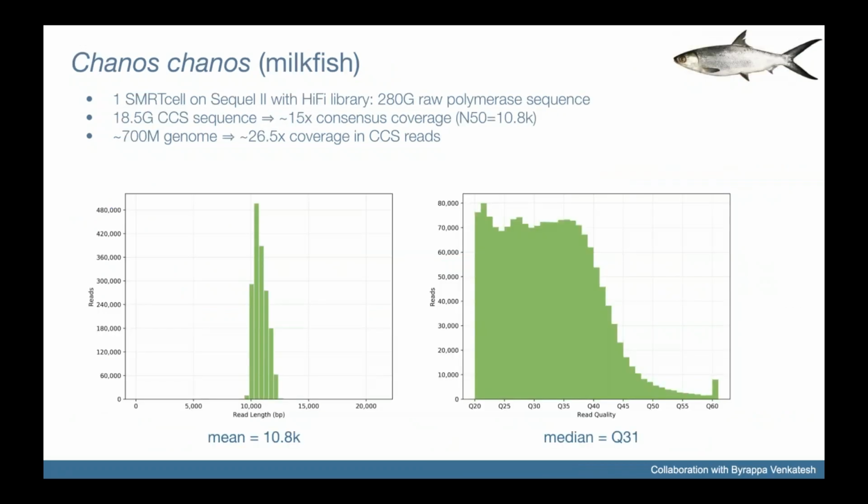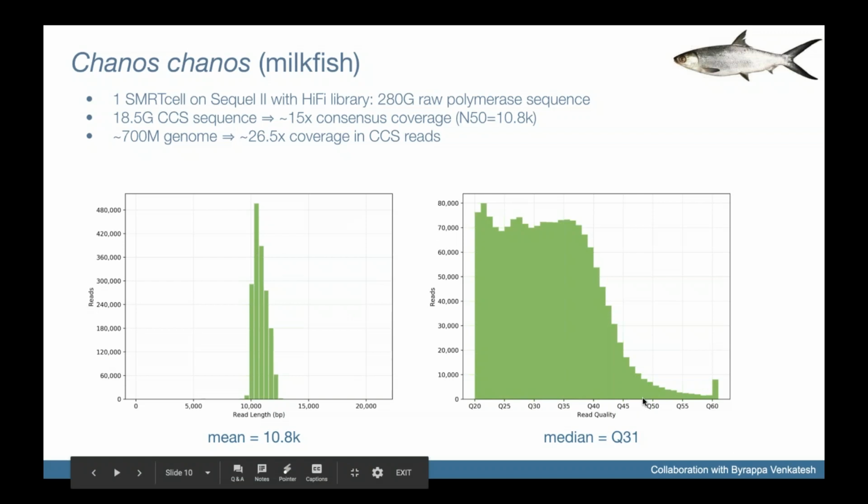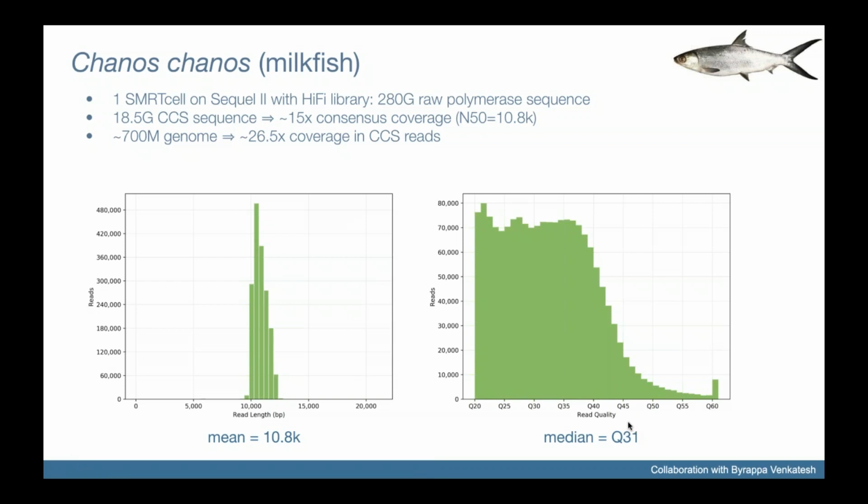So for the milkfish, as I said, we generated CLR and CCS data. This is just what we got for the CCS data. We ended up with 26x coverage in CCS reads, which was quite good. Mean about 10K, which is expected, and a median Q score of about 31.